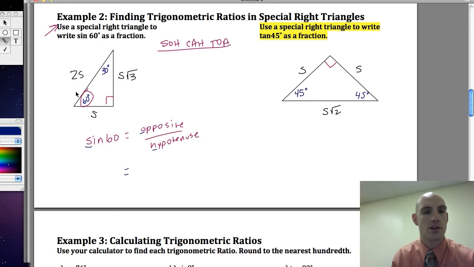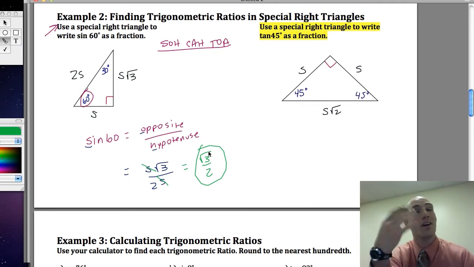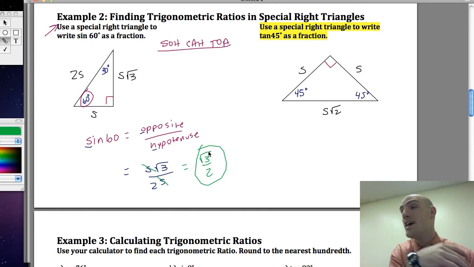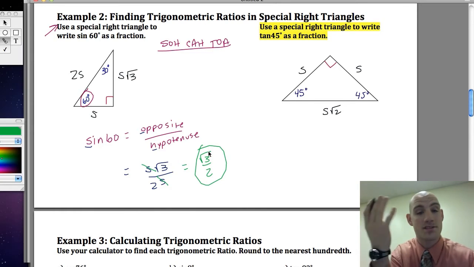And when we get down to it, we're going to say here's 60. Well, what's opposite of 60? S times the square root of 3. And the hypotenuse is 2s. Well, if I see what happens here algebraically, the s's cancel, so I have square root of 3 over 2. That's one of the other reasons why this is special. It's special because it has this special relationship where in any triangle, the sine of 60 is square root of 3 over 2.